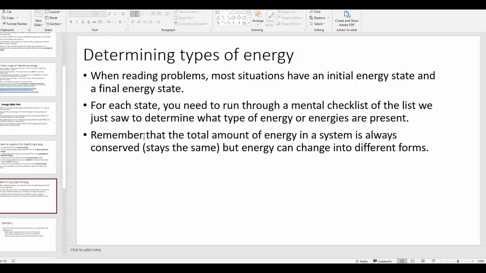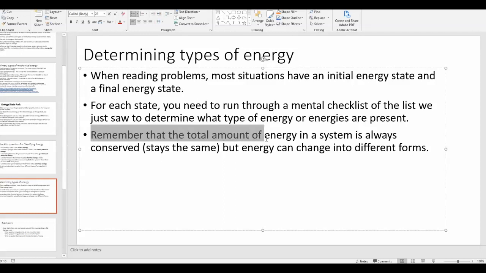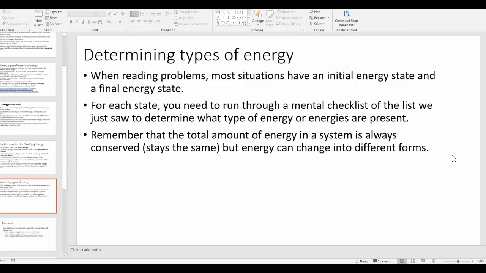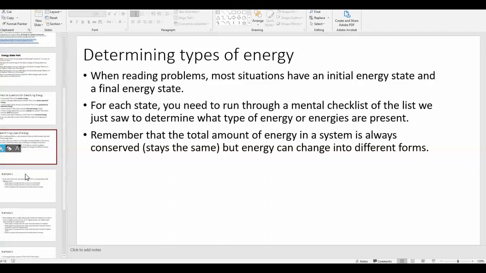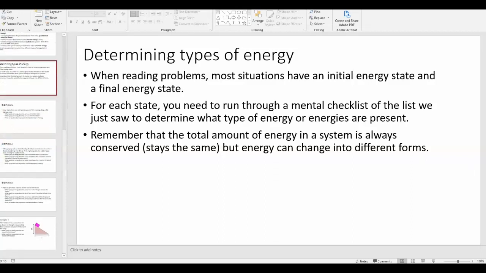The last thing I want to say is to remember, and this is one of the key concepts in this entire unit, that the total amount of energy in a system is always conserved. This is called conservation of energy. It's the big key concept in this unit. The total amount of energy in a system is always conserved, but energy can change from one form to another form. And by conserved, I mean stays the same. In other words, the other way of saying that is that the initial energy and the final energy have to be equal to each other because the total amount doesn't change, it just changes form. Okay, so we're going to do some examples so you can understand this concept better, and then we'll be done with the video. Okay, so let's take a look at example 1.